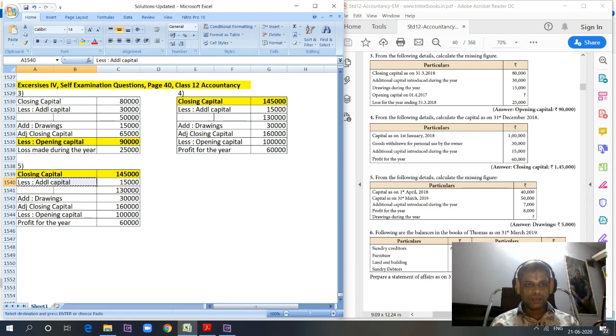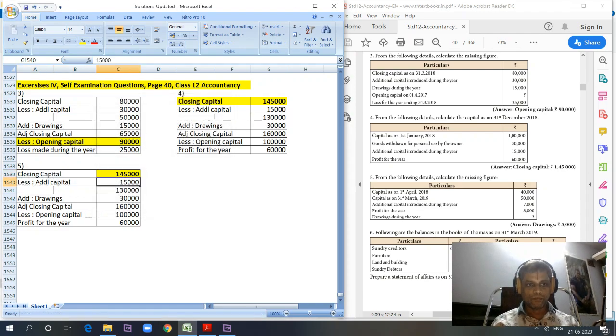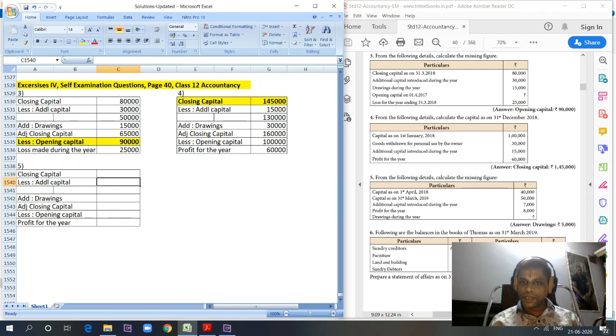Next one. The format here. Now I've removed the existing data. So what is it that we have? We have capital as on 1st April 2008, that is opening capital equal to 40,000. Then we have closing capital 50,000. Then we have additional capital introduced during the year 7,000.